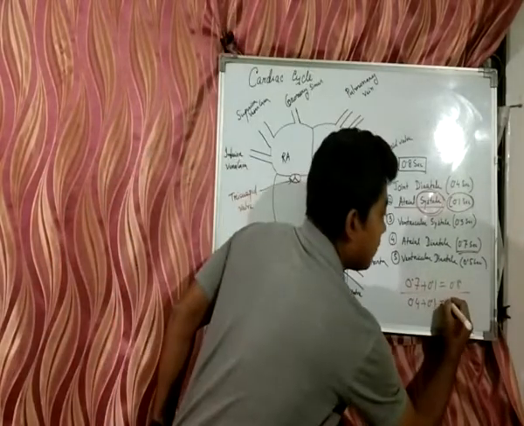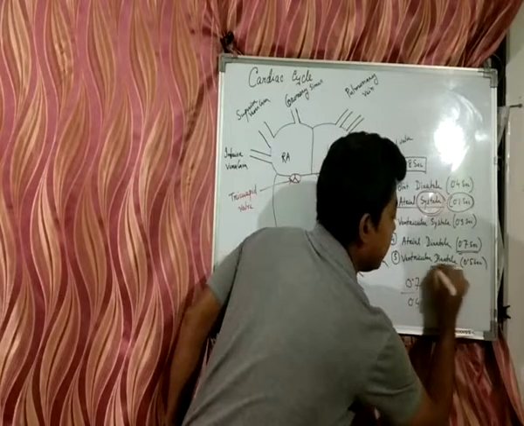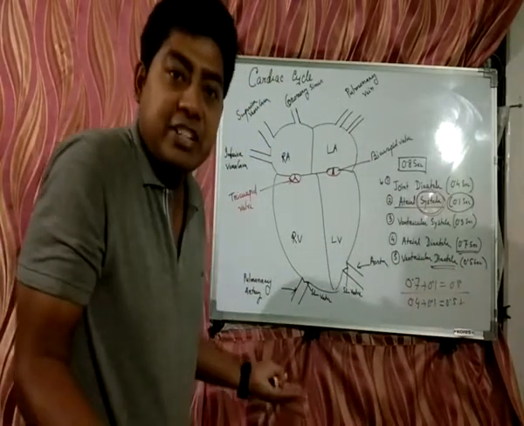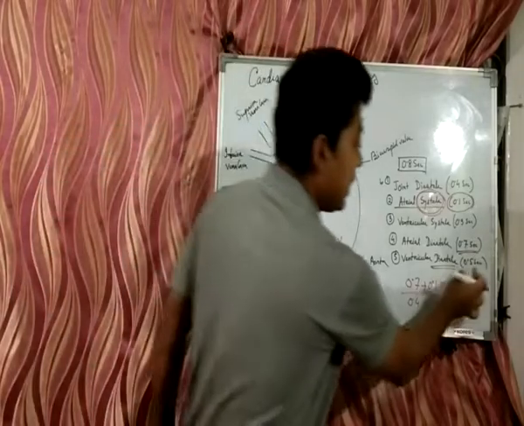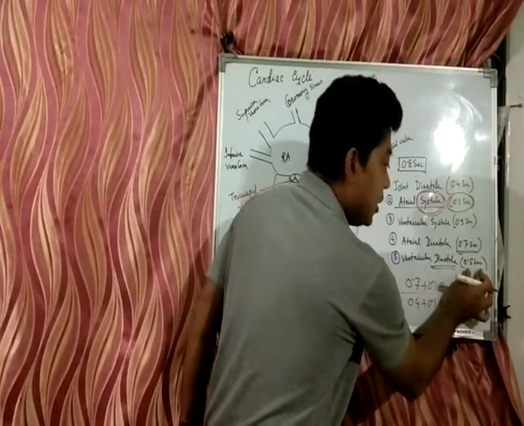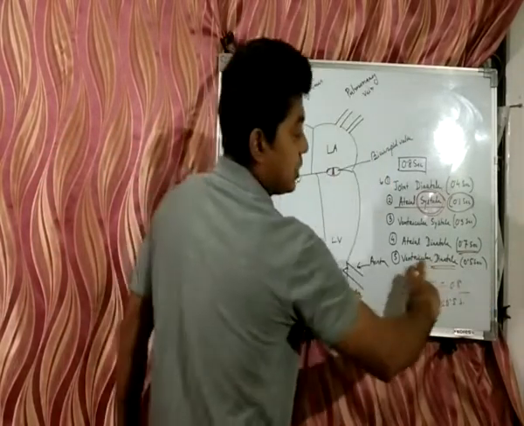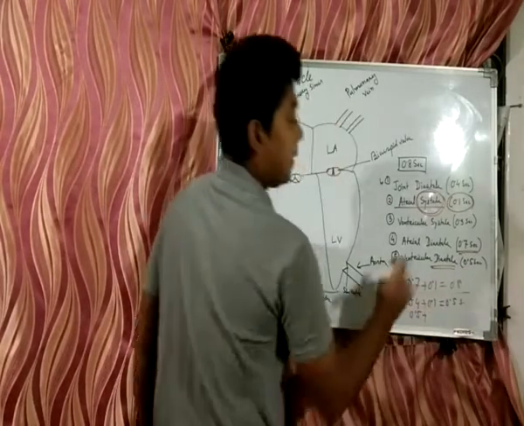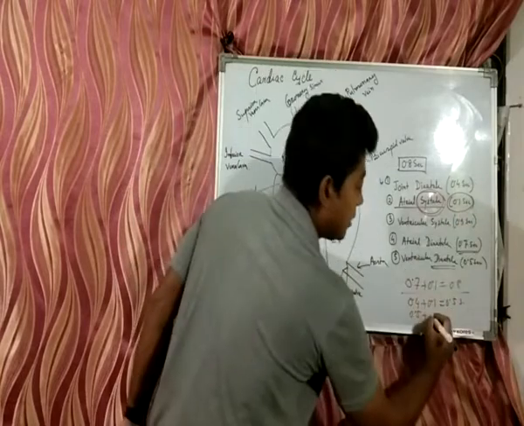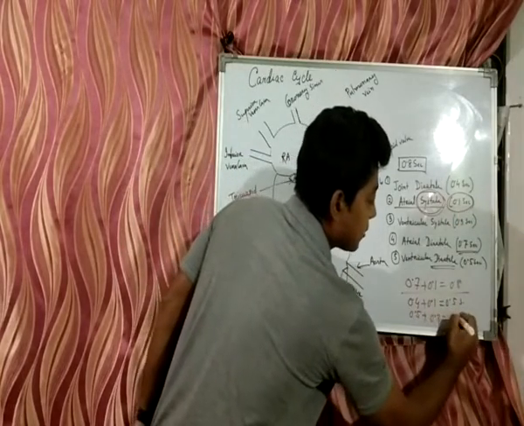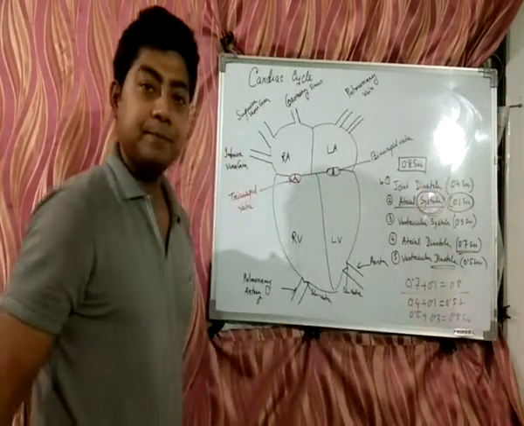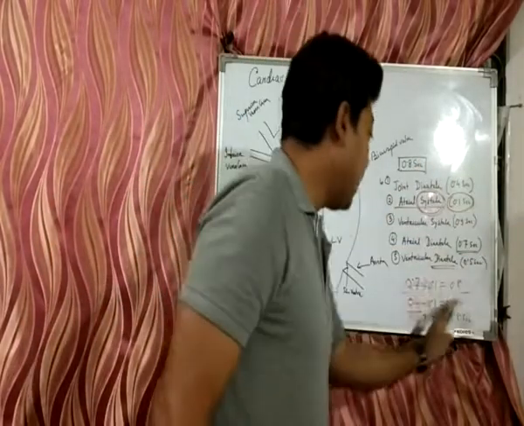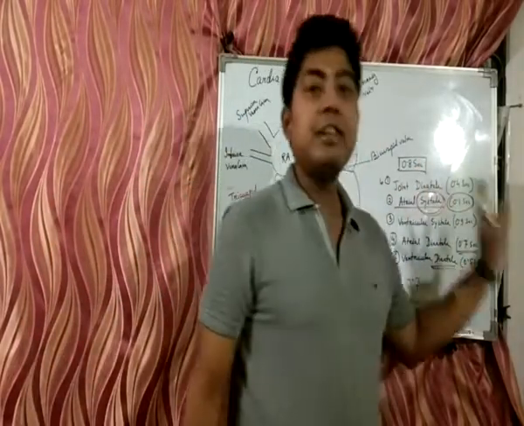So for 0.5 second the ventricles are in diastole. Diastole means what? Relaxed. Relaxation is also called diastole. So that's why 0.5. Understood? So now if you see ventricular diastole for 0.5 plus ventricular systole for 0.3, that also comes to 0.8 second. Okay, in that way 0.8 second can be divided into a total of 5 events.